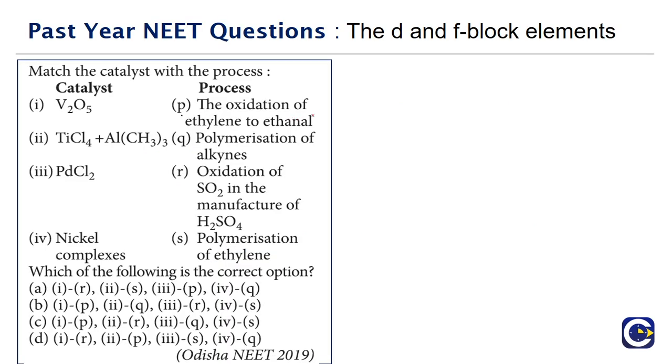Let's start with the question that has come in the NEET 2019 Odisha paper. Match the catalyst with the process. So if you see, they are giving us 4 catalysts: V2O5, TiCl4 with Al(CH3)3, PdCl2, palladium 2 chloride, and nickel complexes. We have to match them against the respective process.